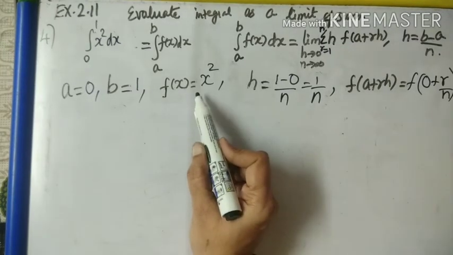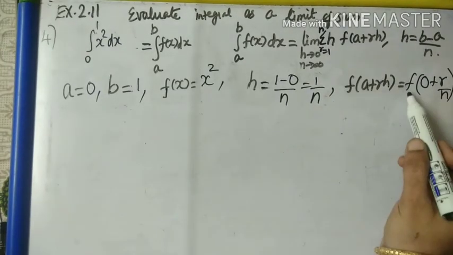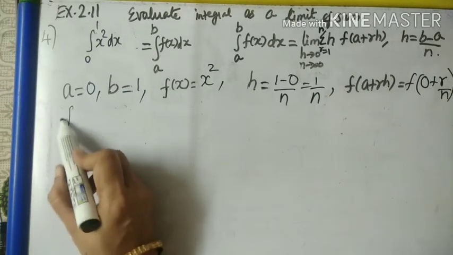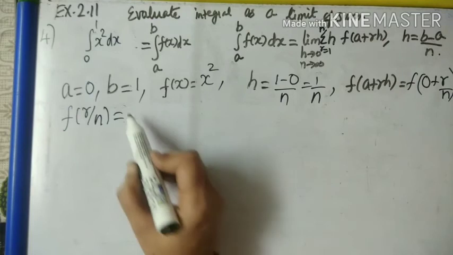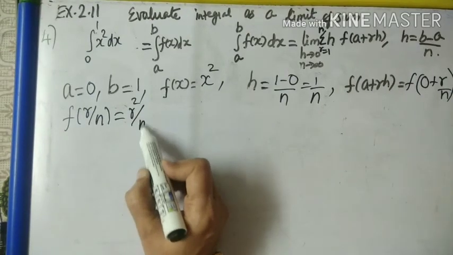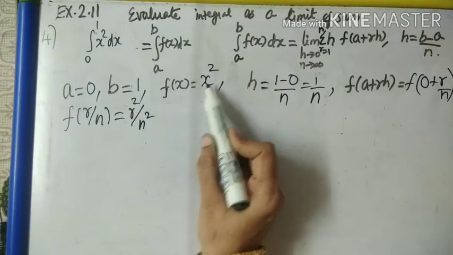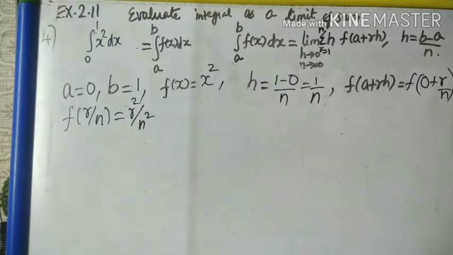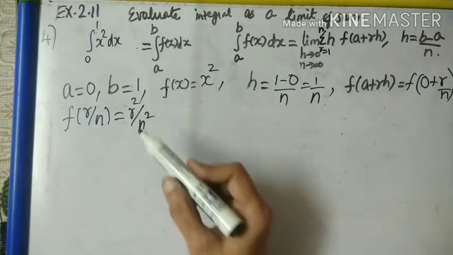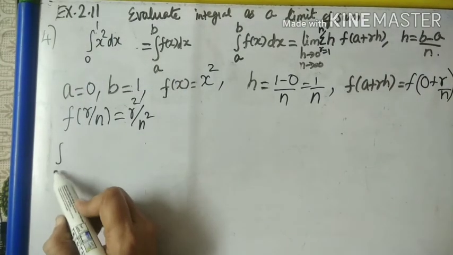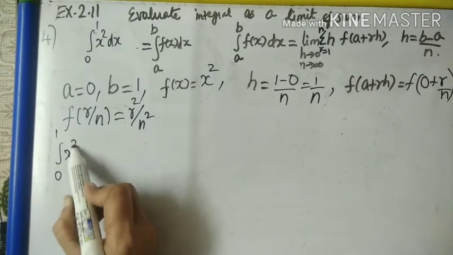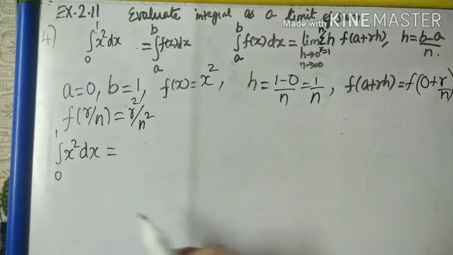f of x is x square. I want f of r by n. So f of r by n means it is r square by n square. x means x square. So r by n means r square by n square. So let us substitute all this in the formula. What is given in the question? 0 to 1 x square dx.